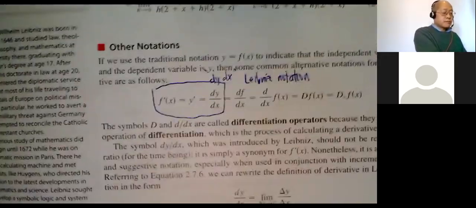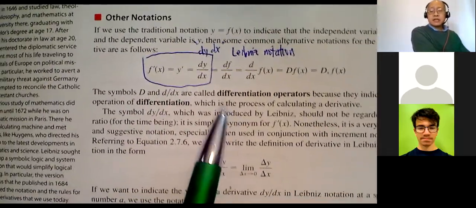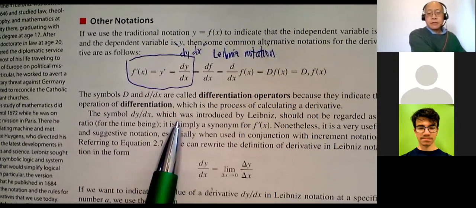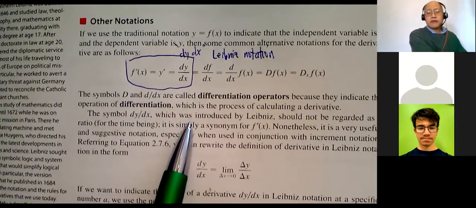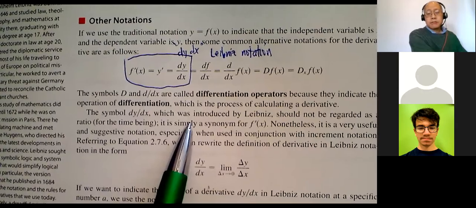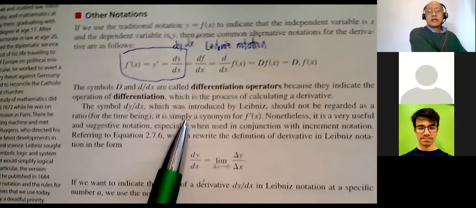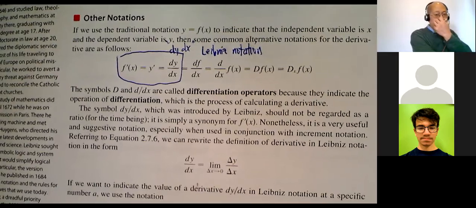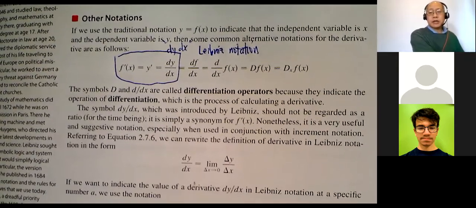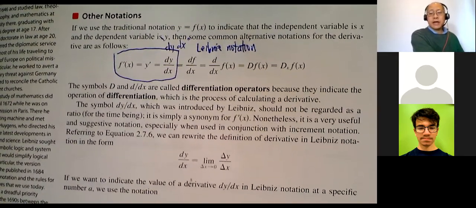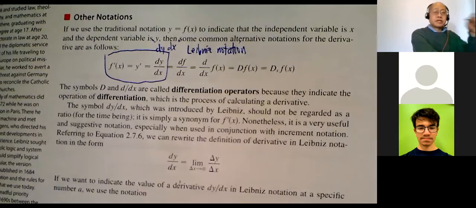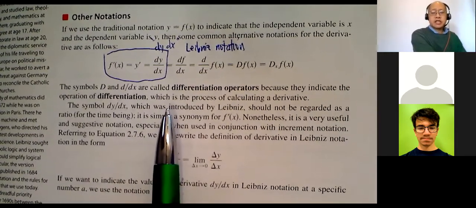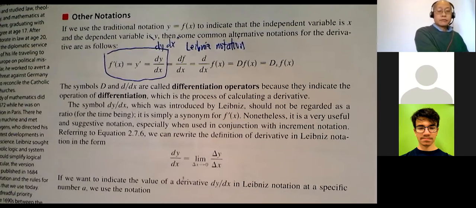Okay, so language. The process of taking a derivative is called differentiation. Yes, there's an English word differentiation. But in calculus, when we say differentiate, it means to take a derivative. So you have to be careful. If you're just speaking in a regular English context, differentiate means to distinguish between one thing and another. In calculus, differentiation means take a derivative.